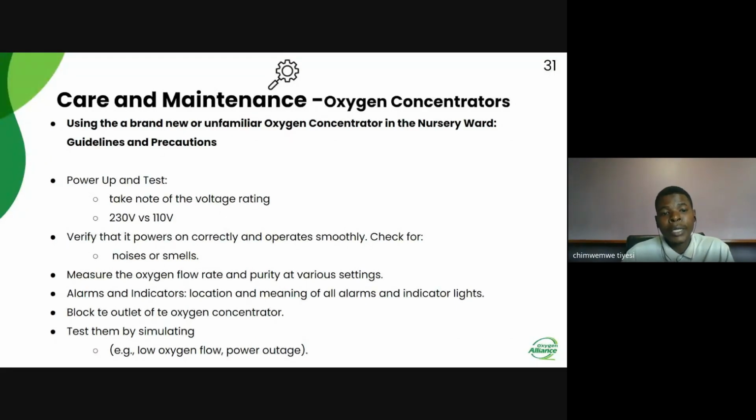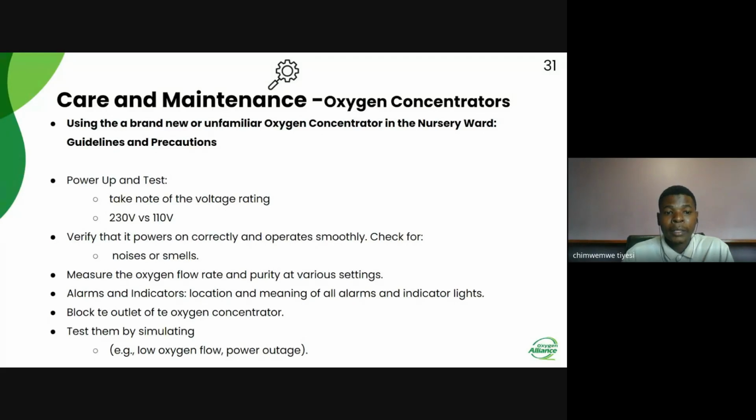Some oxygen concentrators are rated for 230 to 240 volts, while others are rated for 110 volts. So if you're in an area where you have these differences, you need to take care because you cannot just plug them anyhow in a different rated voltage power supply.